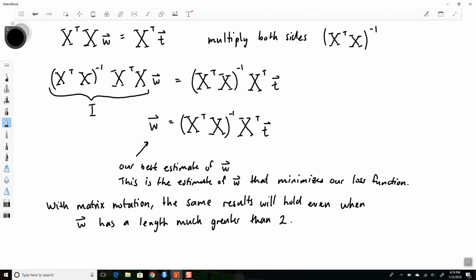Yes, question. How do we know the inverse exists? That's a good question. I guess we kind of just assumed that it does. The inverse will exist as long as the columns in X are not linearly dependent, right? So yeah, I guess I kind of just waved my hands and said, we'll assume that it does exist.